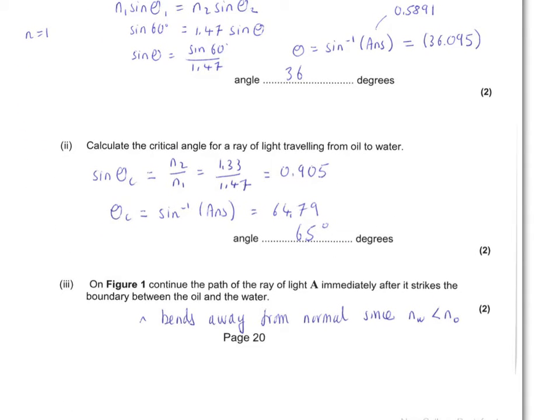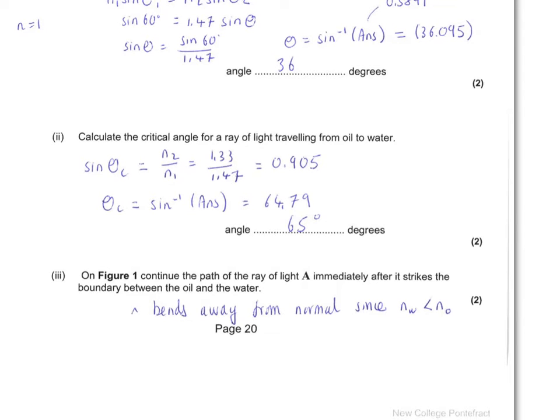Moving on, we're asked to calculate the critical angle for a ray of light travelling from oil to water. This equation is given on the data sheet, but you can, if you prefer, use Snell's law and work from first principles, remembering that at the critical angle of incidence, the angle of refraction is 90 degrees and sine of 90 is 1. However, if you're happy using this equation, then n2 is the second refractive index, which will always be less than the first.